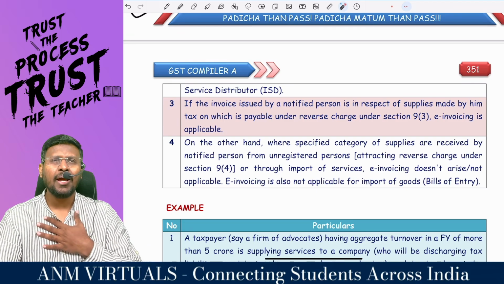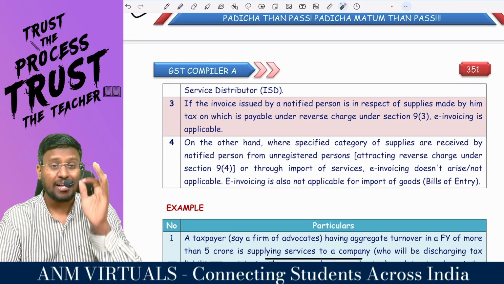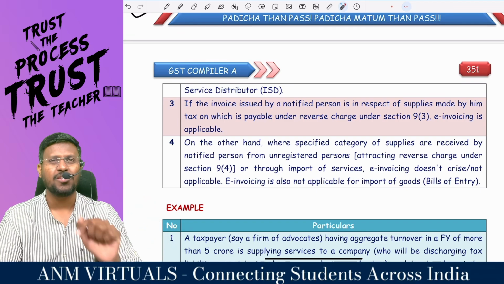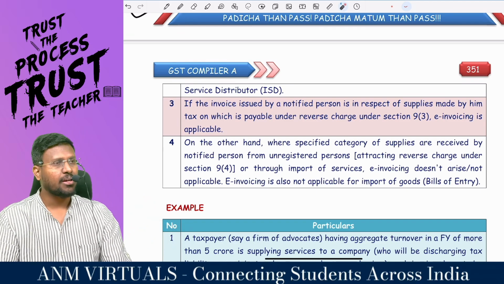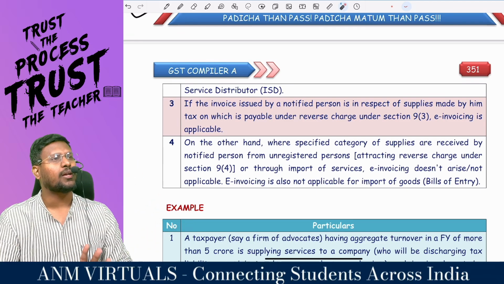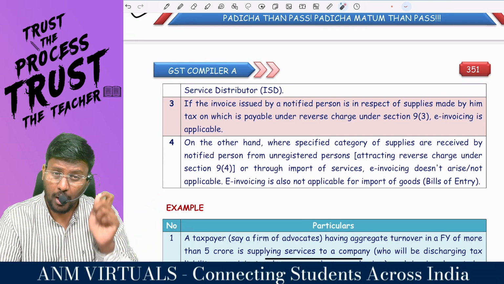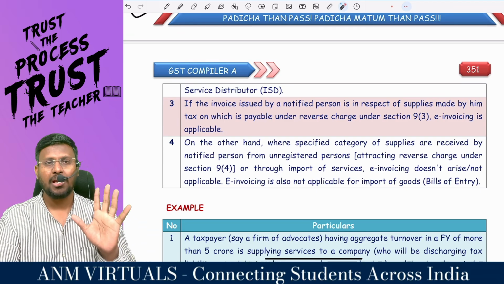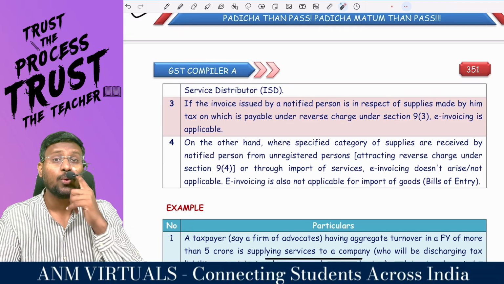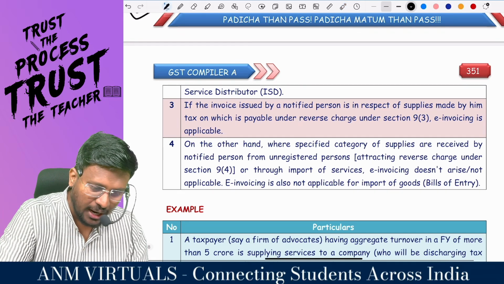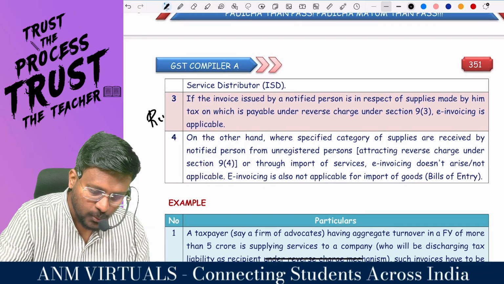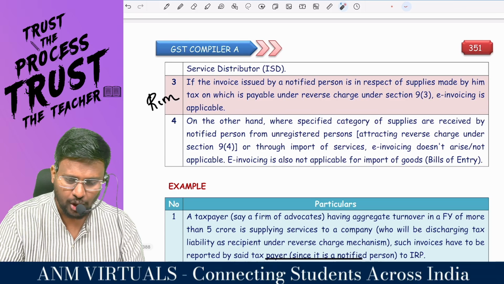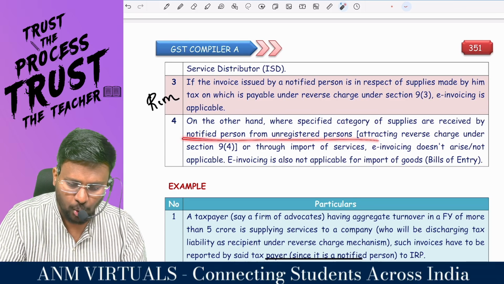Sir, I am a GTA. I am providing service to some other person. Actually, tax is liable to be paid by the what? E-commerce operator? What person? The specified persons who are located in the taxable territory. Still the GTA has to issue the what invoice? E-invoice. So even though the tax liability is not on FCM, even though the tax liability is on RCM, e-invoice provisions will be applicable, even for RCM also. Comfortable, sir?